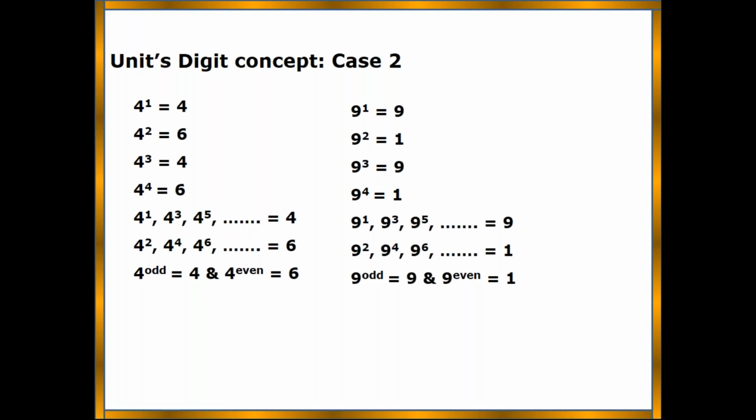That is the meaning of that one. Please note down: 4 power odd is equal to 4, 4 power even is equal to 6, 9 power odd is equal to 9 and 9 power even is equal to 1. Please note down those 4 things. Just you have to identify whether the given power is an even number or odd number. It's enough to get the value.